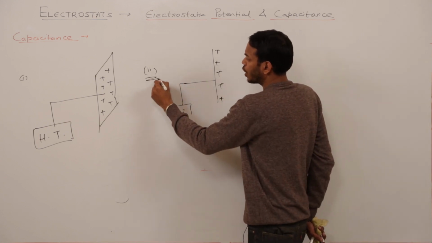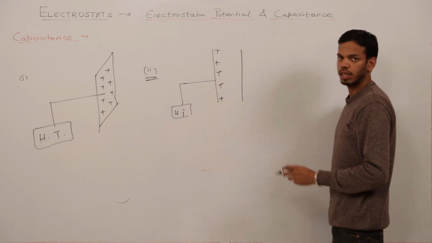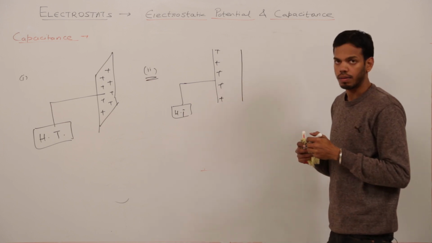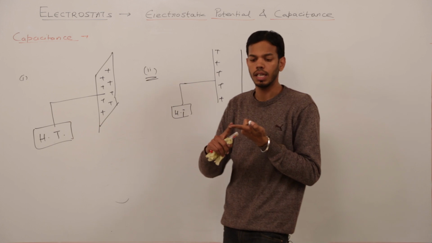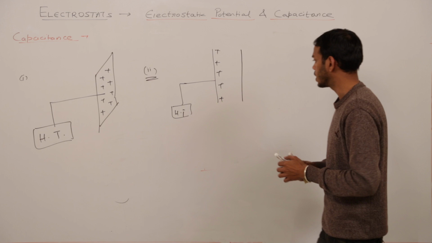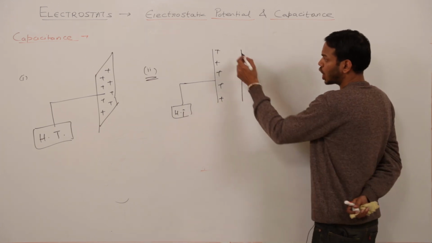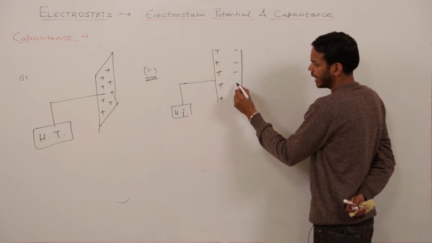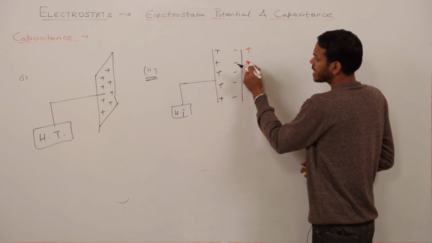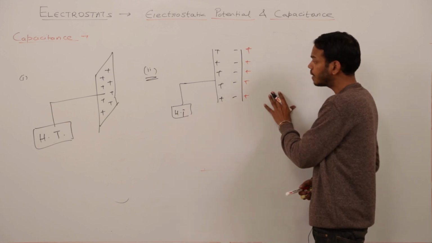On the second stage, what we do, we place an uncharged plate in its vicinity. What will happen now? We have already learned the process of transfer of charge by the process of conduction and induction. Here, what will happen? Its equal and opposite charge will get induced on this side, and its equal and similar charge will get induced on the opposite side, right?